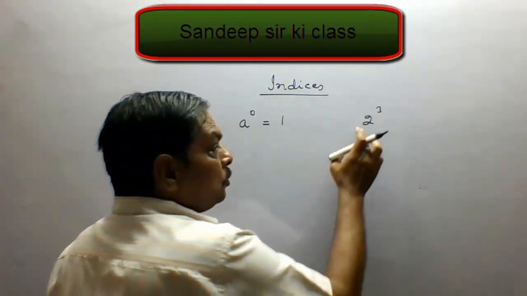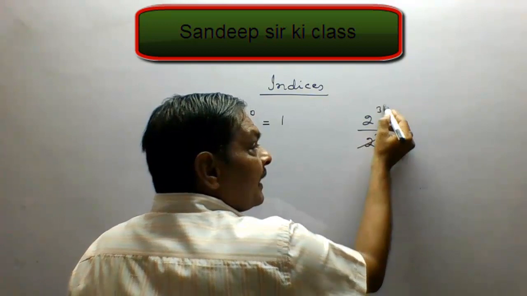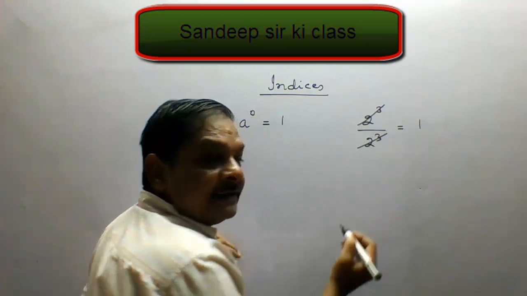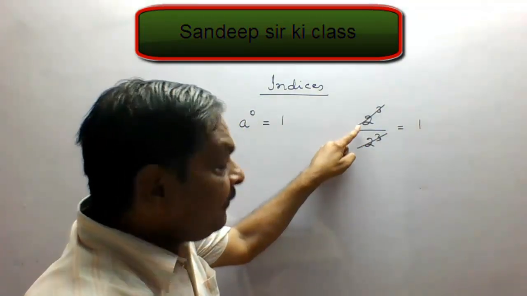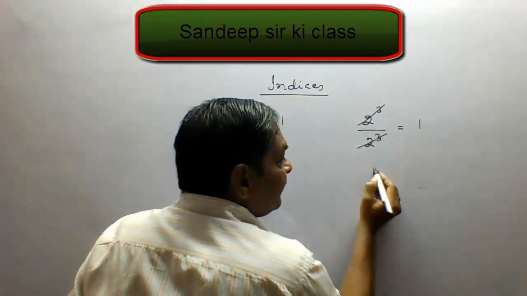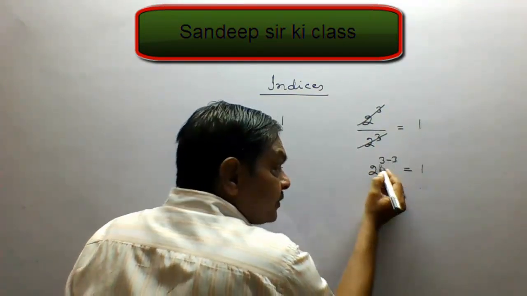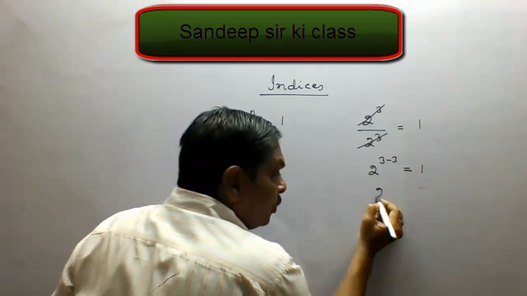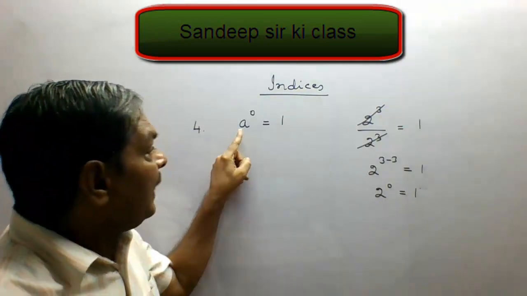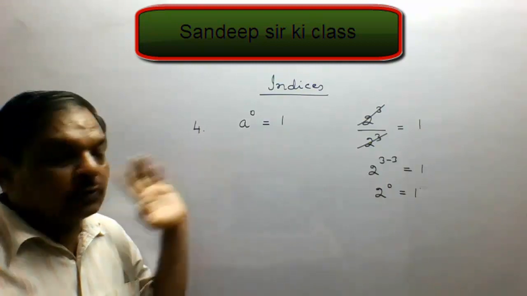See, when we write 2 raised to the power 3 divided by 2 raised to the power 3, then these are cancelled. We get 1. But in division, we have seen that if base is same, then the powers are subtracted. So here left hand side can also be written 2 raised to the power 3 minus 3, which is equal to 1, which is 3 minus 3 is 0. So 2 raised to the power 0 is 1. And this happens with any base. So any number raised to the power 0 is 1, and this is our fourth law.